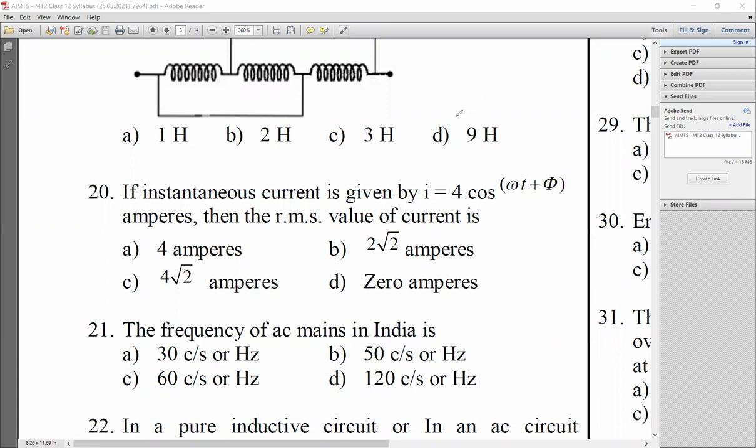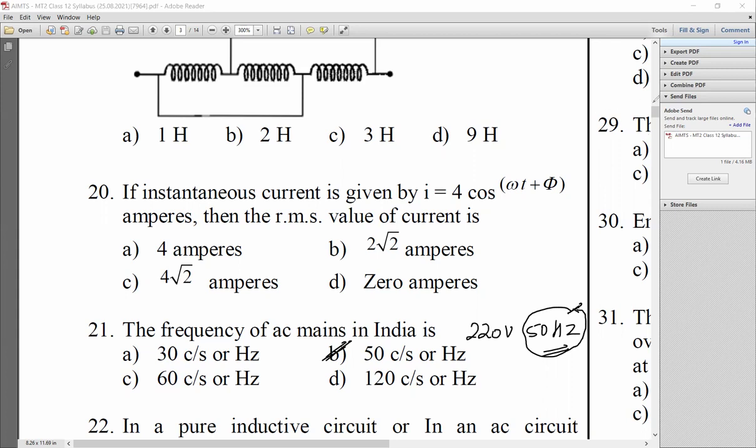Question number 21. The frequency of AC mains in India. Frequency is 50 hertz, 50 cycles per second. What is AC supplied? 220 volts, 50 hertz. So frequency they are asking, 50 hertz, cycles per second.